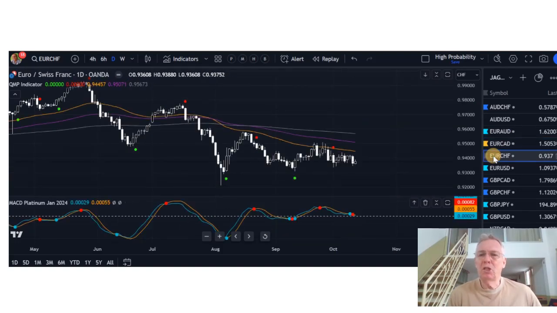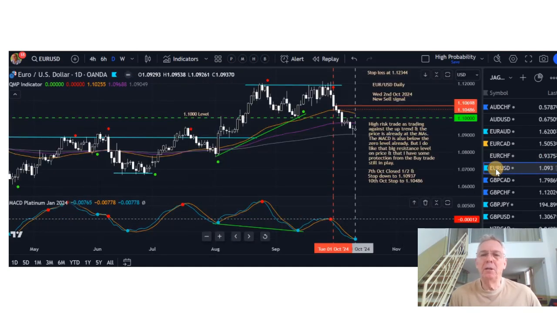Euro Swiss, it's a new one that's been added. Again, you can see it moves pretty well. Plenty of valid signals there. Nothing happening at the moment. Look, I probably could have taken this sell. It was a valid signal. I could have taken that. But we'll just wait for the next one.